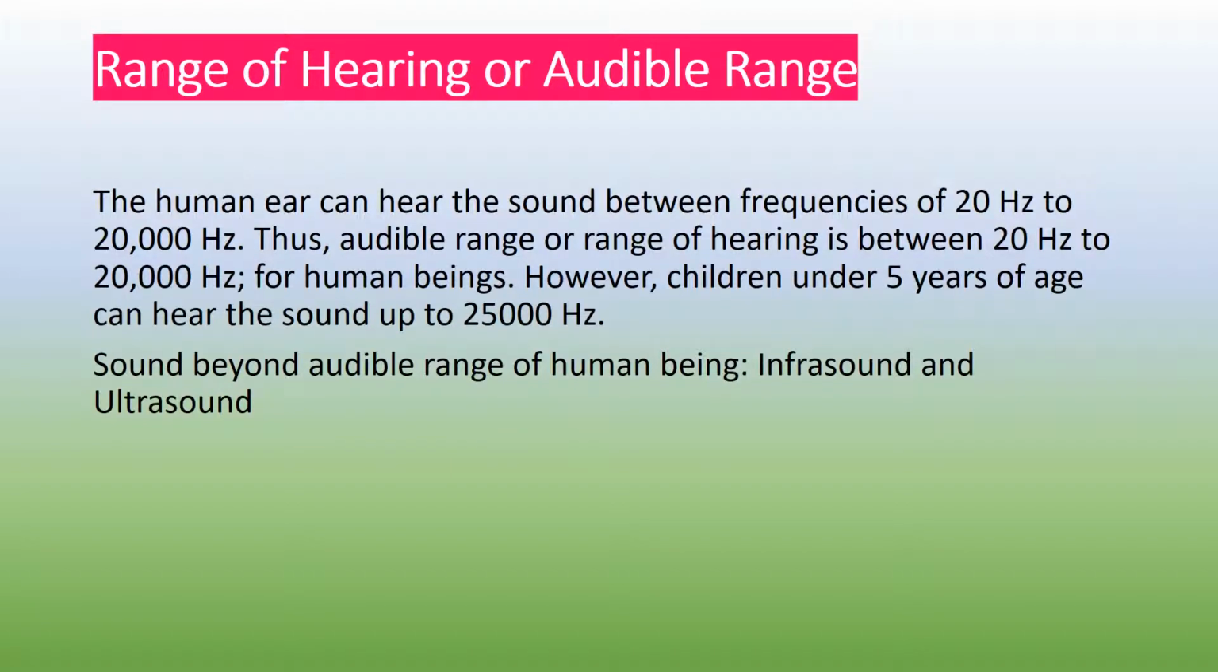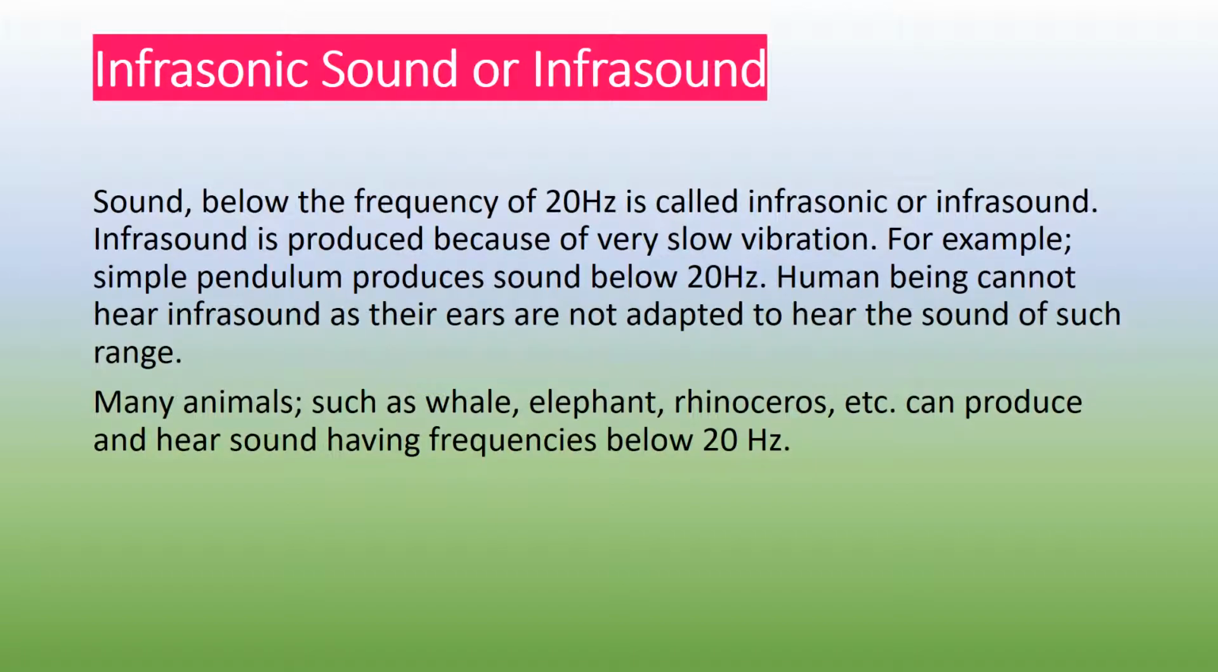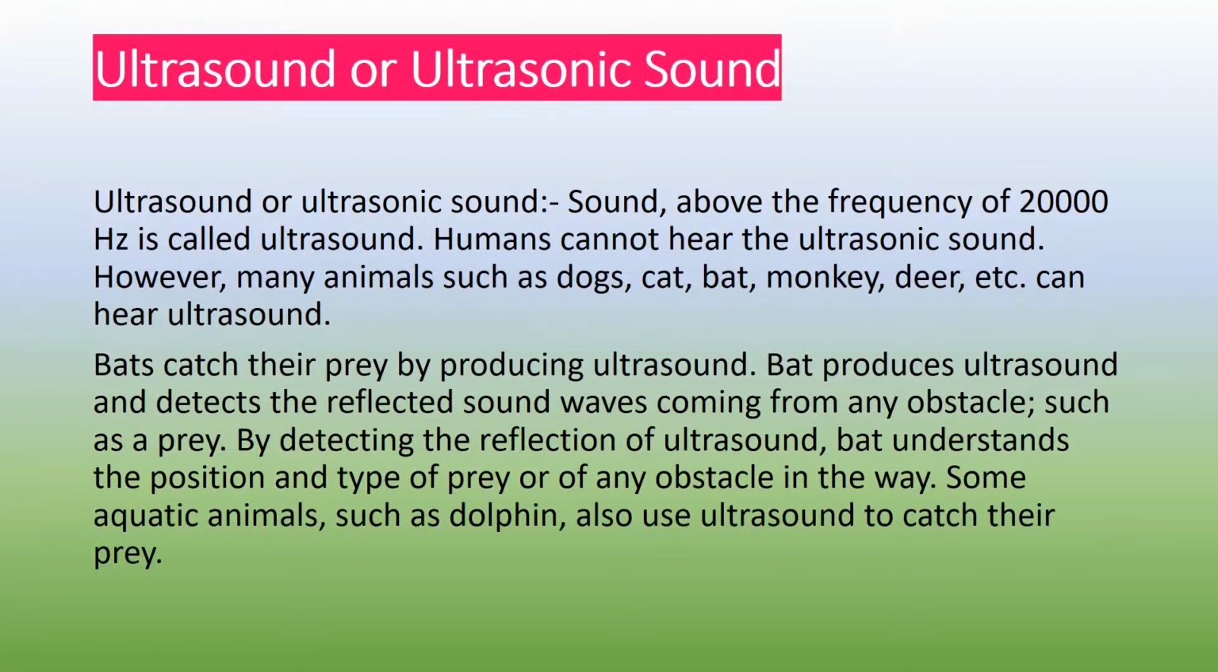Sound beyond the audible range of human beings: infrasound and ultrasound. Infrasonic sound or infrasound. Sound below the frequency of 20 Hz is called infrasonic or infrasound. Infrasound is produced because of very slow vibration. For example, a simple pendulum produces sound below 20 Hz. Human beings cannot hear infrasound as their ears are not adapted to hear sound of such range. Many animals, such as whale, elephant, rhinoceros, etc. can produce and hear sound having frequencies below 20 Hz.